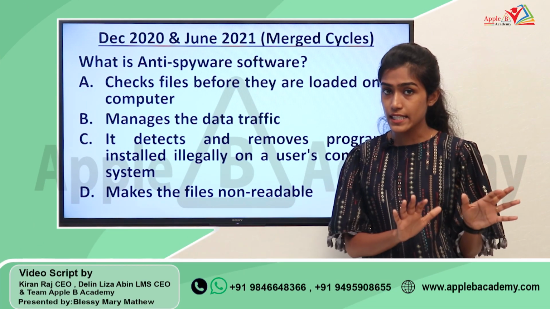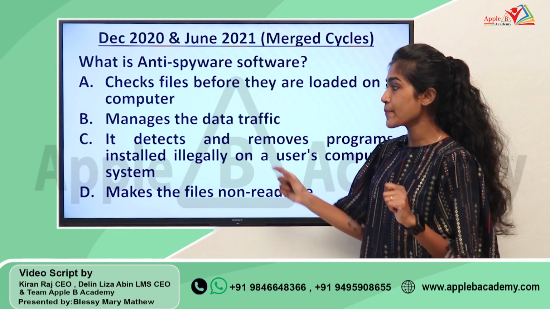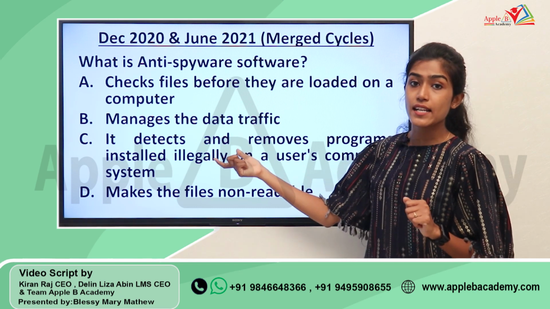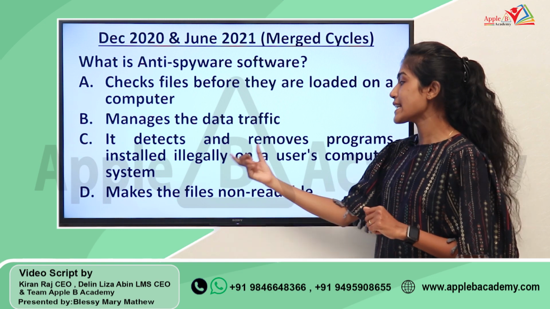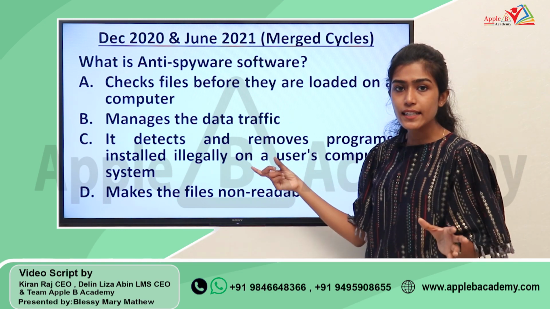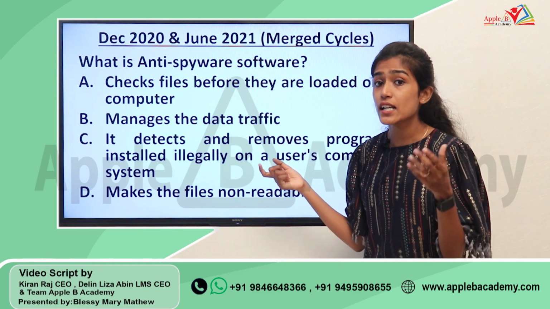So from what you have learned about spyware, you can easily answer that option C is the right answer for this question. Why? It detects and removes programs installed illegally on a user's computer system. So basically, it focuses on what a spyware does.